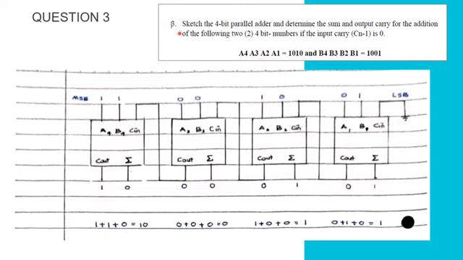Question 3. Sketch the 4-bit parallel adder and determine the sum and output carry for addition of the following two 4-bit numbers if the input carry Cn plus -1 is 0. This parallel adder is built from the full adder, combined with 4 full adders. That's why we call it parallel adder.